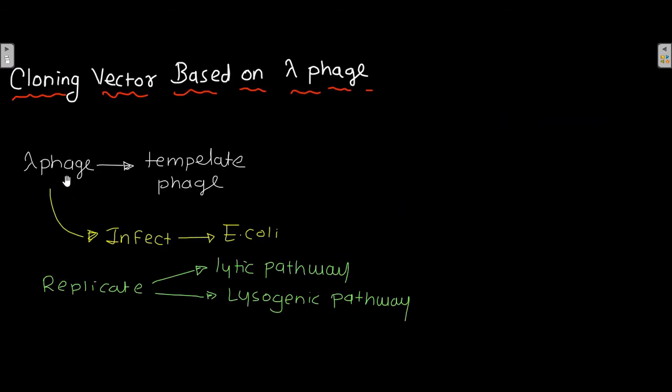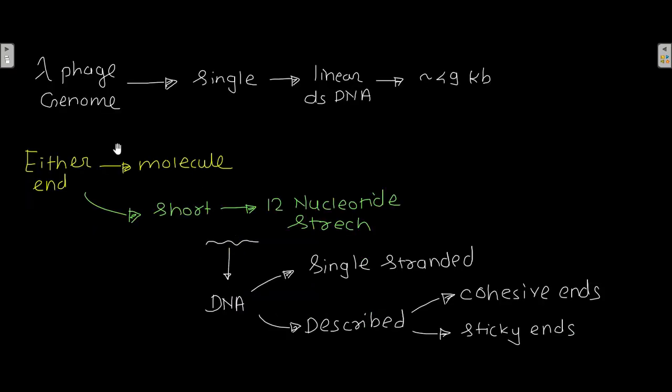Now let's look at the cloning vector based on lambda phage. Lambda phage is a temperate phage and it infects E. coli. It replicates by the lytic pathway as well as the lysogenic pathway. The lambda phage genome consists of a single linear double-stranded DNA about 49 kb in size.